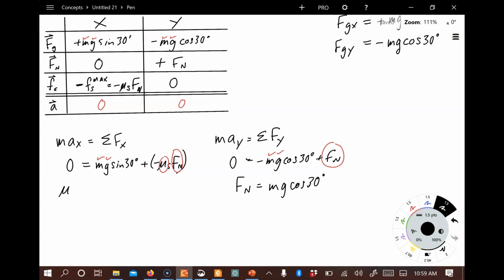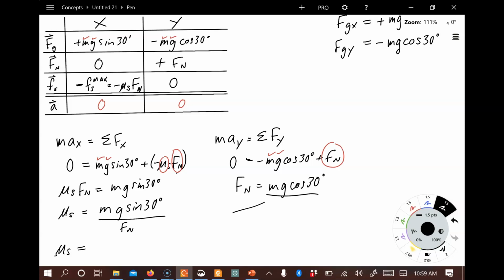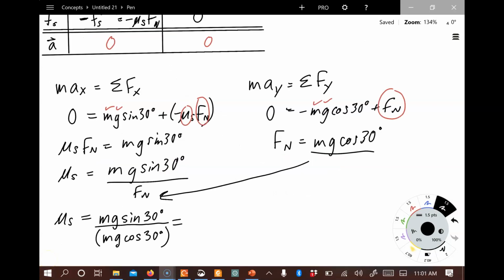So in this case, if I add the mu s Fn to both sides, that's equal to mg sine 30 degrees, and I can go ahead and divide by Fn, and we're going to get this equation here. And finally, we're going to go ahead and input the value of Fn right into that equation from here. And let's go ahead and write that all out. So I've substituted in Fn, and hey, look, looks like the mass times gravity cancels out.